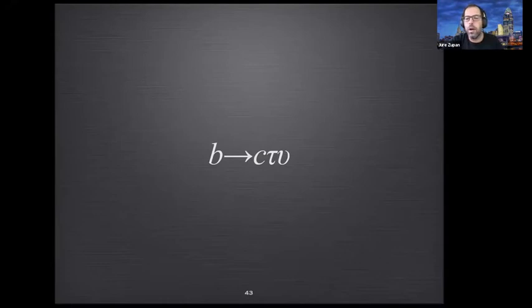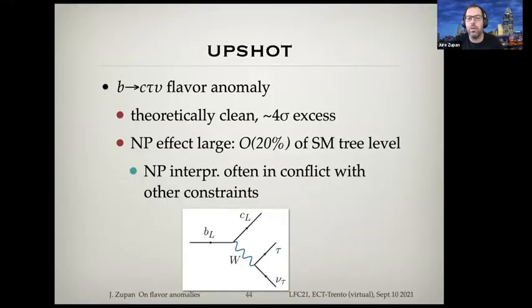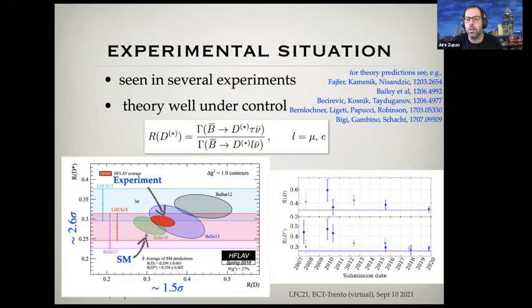All right, so I'll now move on to the final anomaly, B to D tau nu, where, as you remember, in the standard model it is mediated by a W. It is theoretically clean, with a 4 sigma-ish excess. However, the new physics effects are large, about 20% of the standard model at tree level. So that means the new physics mass scale is really quite low, and the interpretations are more often than not in conflict with the other constraints, as we'll see.